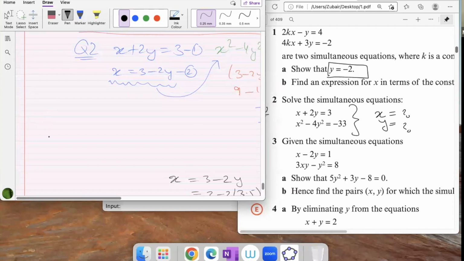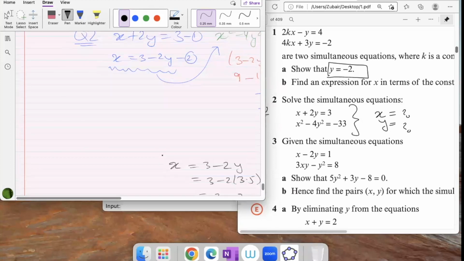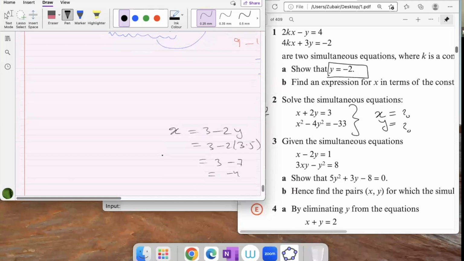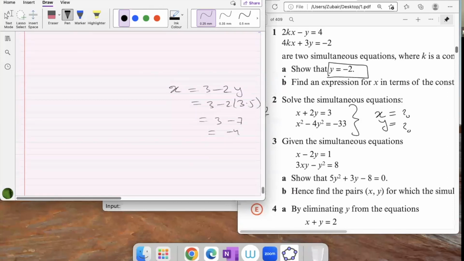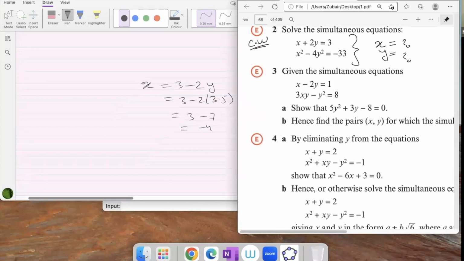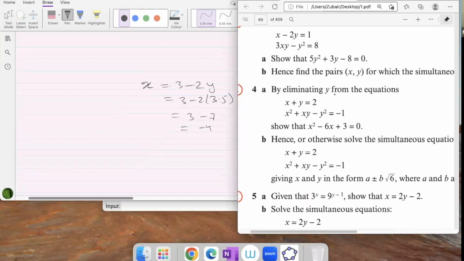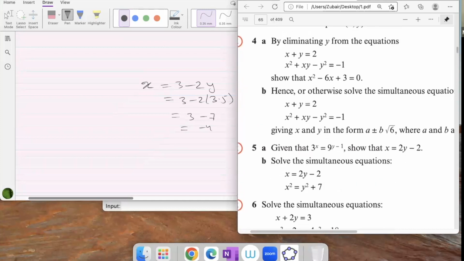What about Muhammad Abbasi and Yahya? Are you getting the same answer? I got the same answer. I also got the same answer. Okay, let's have an overview of these questions. Given the simultaneous equations, again the same, hence find a pair by eliminating. When it restricts you, definitely go for the same method.